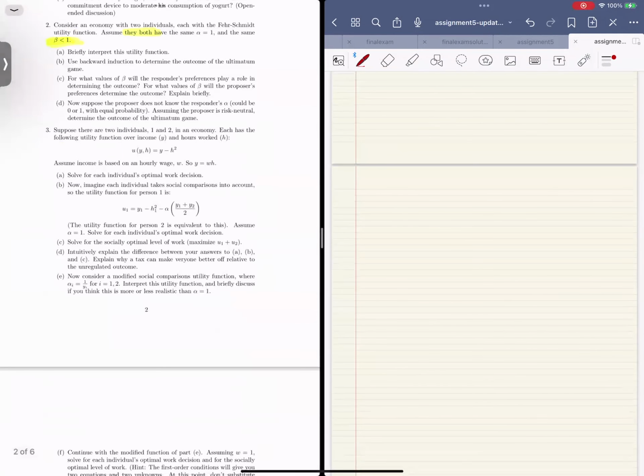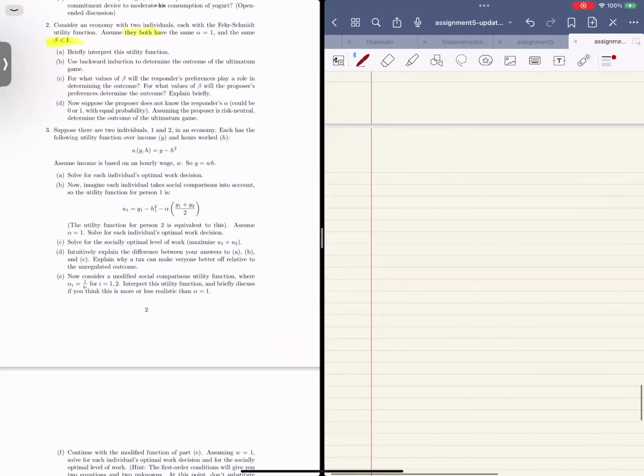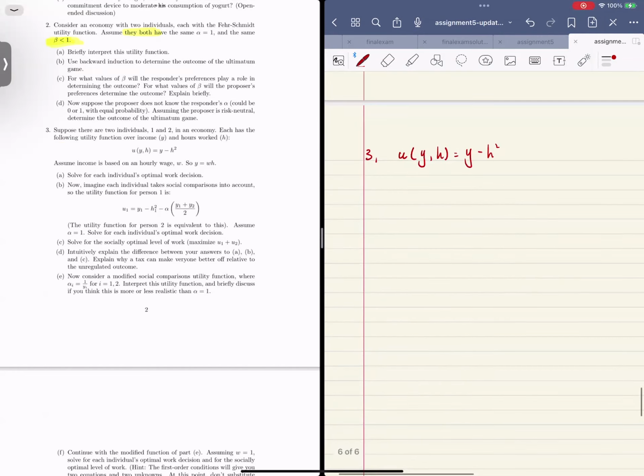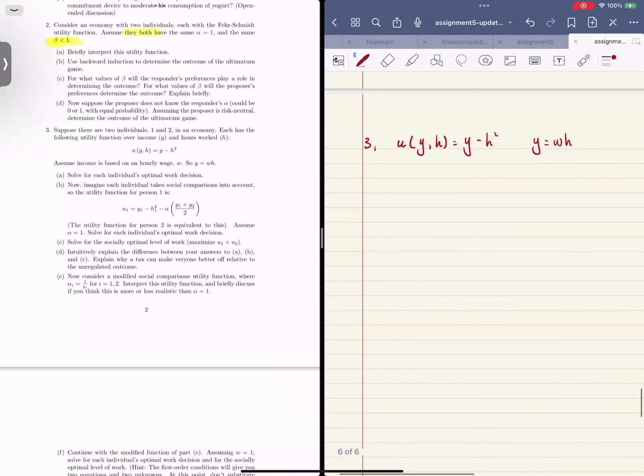Suppose there are 2 individuals, 1 and 2, in an economy. Each has the following utility function over income and hours of work. So this is something similar to macro. Just write down the utility function, y minus h squared. And then assume the income is based on hourly wage, so income y equals wh. So question A: solve for each individual's optimum work decision.